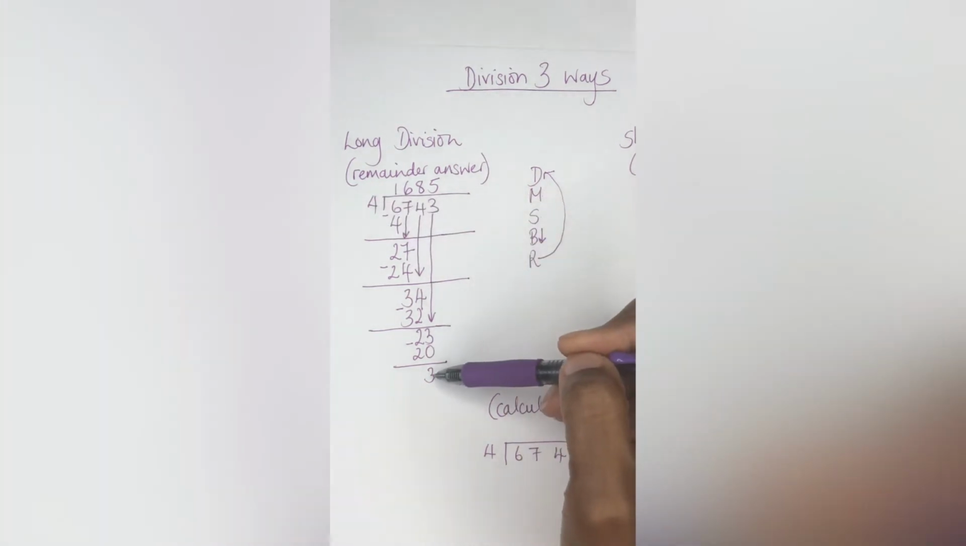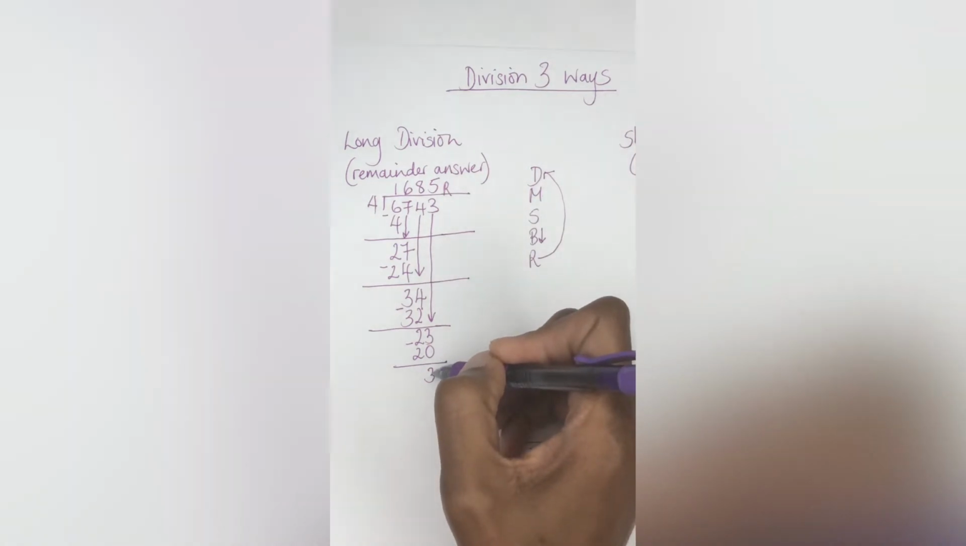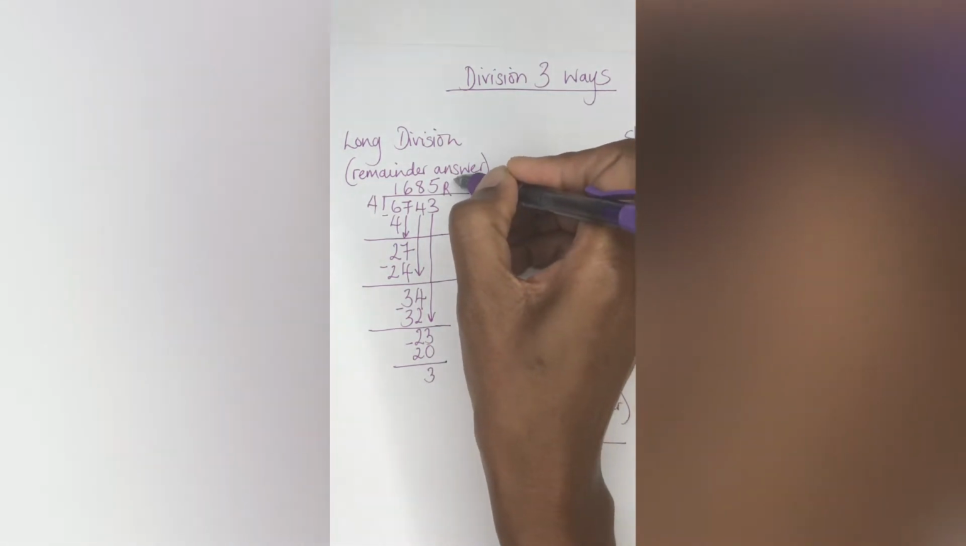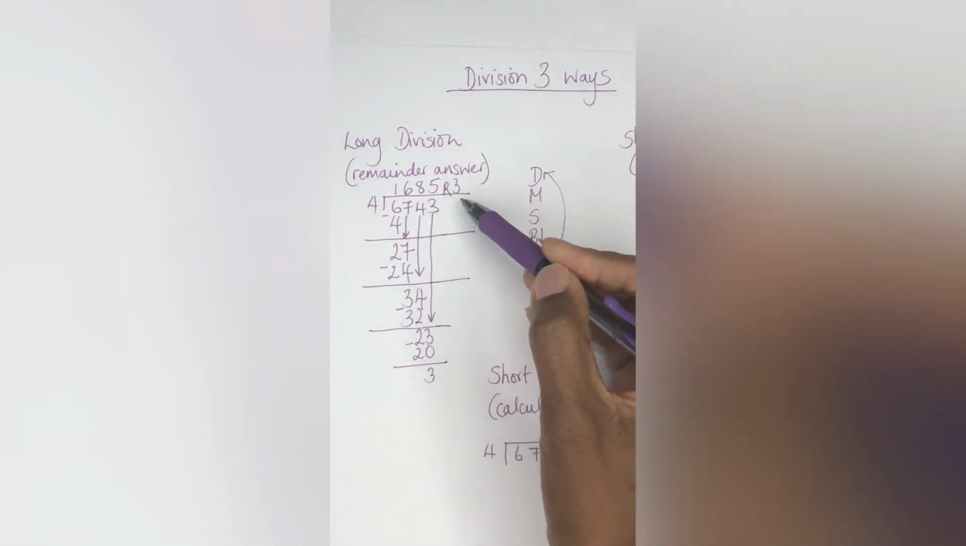Can 4 go into 3? No, it can't. So then we will have a remainder. This remainder goes up here. So the answer is 1,685, remainder 3.